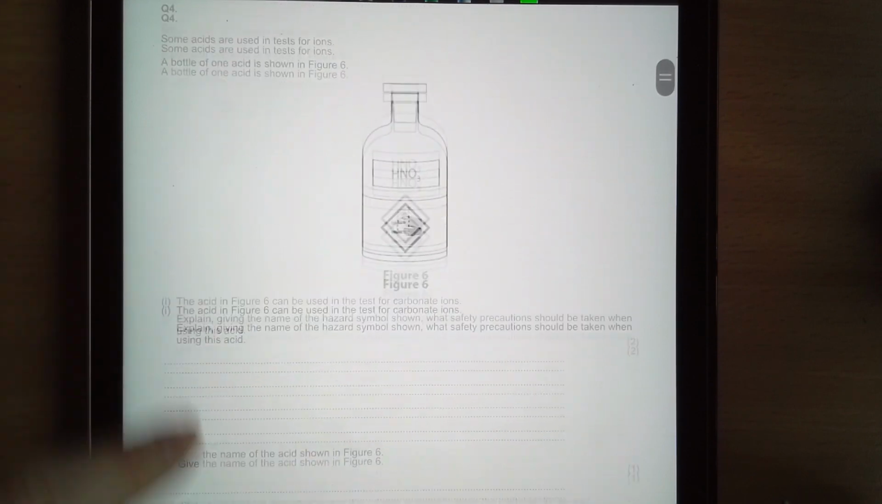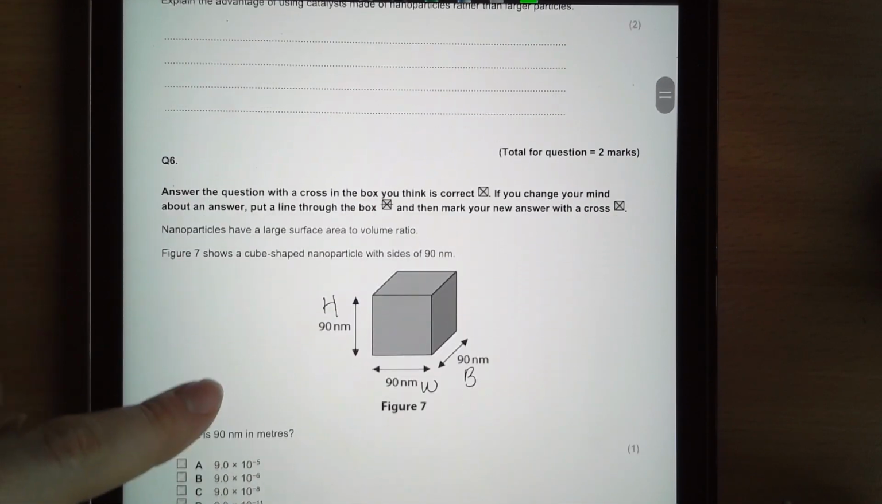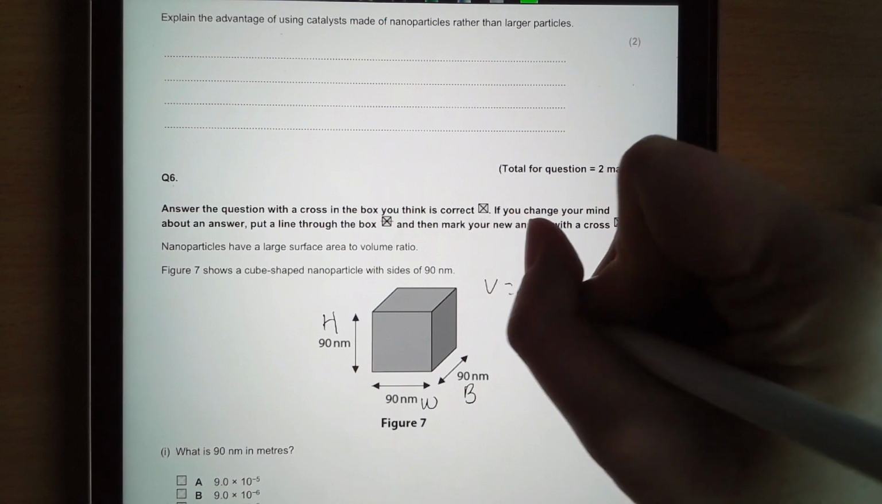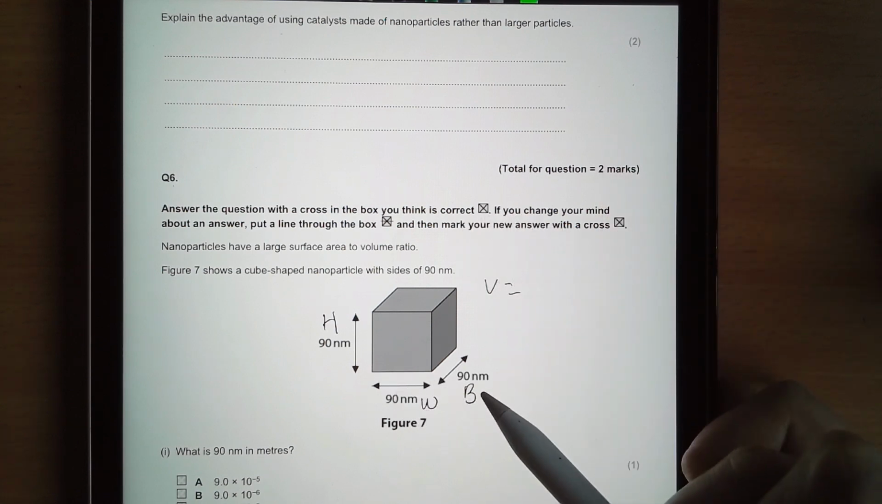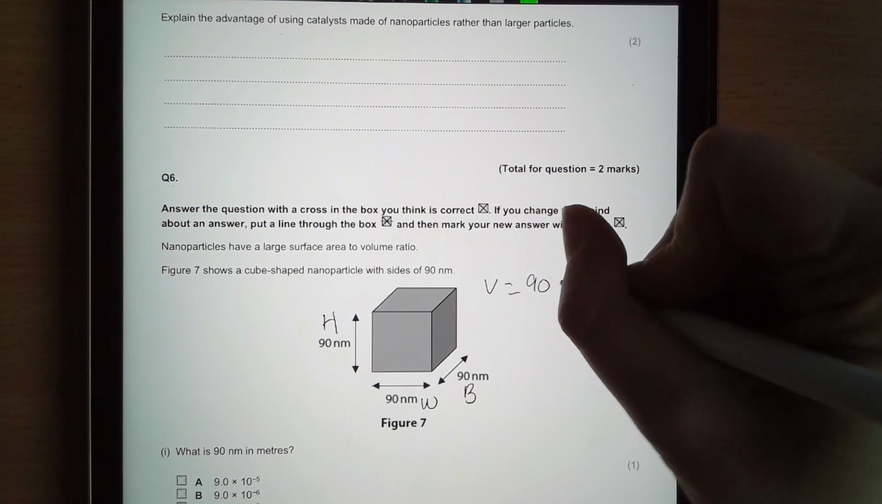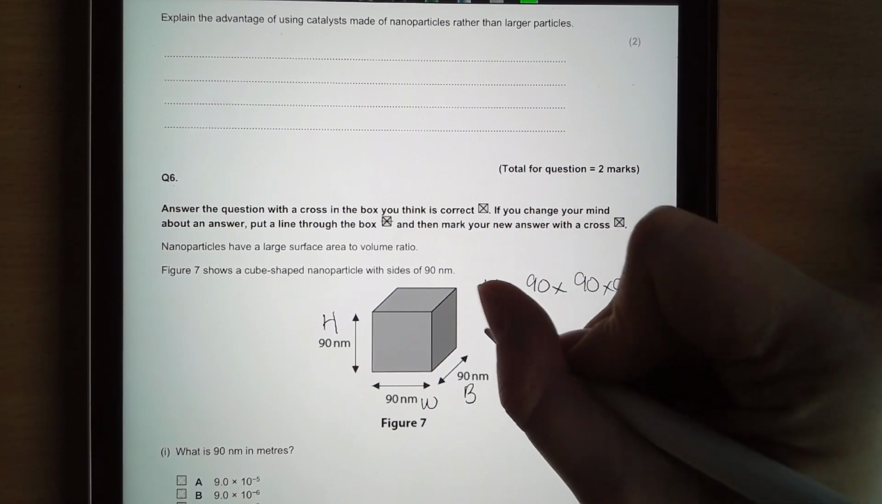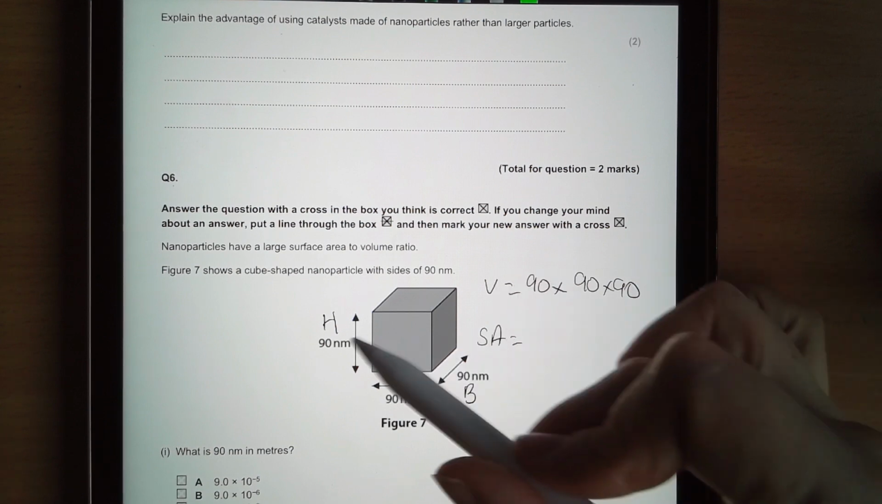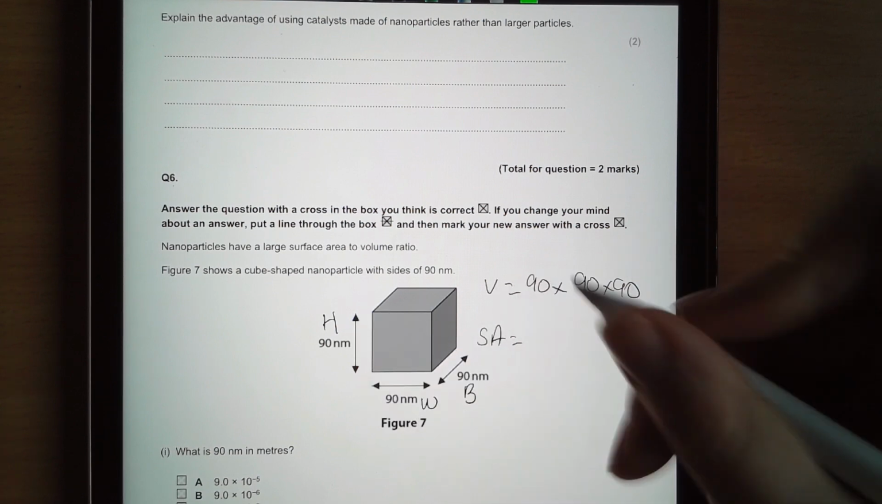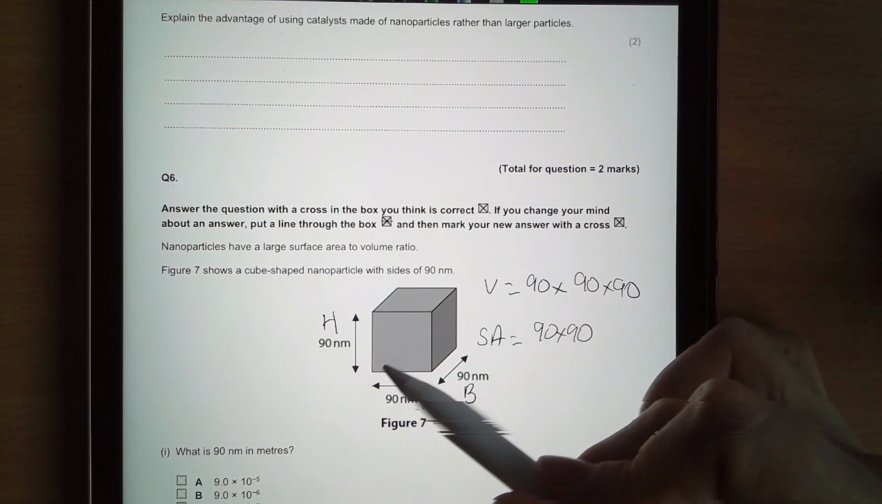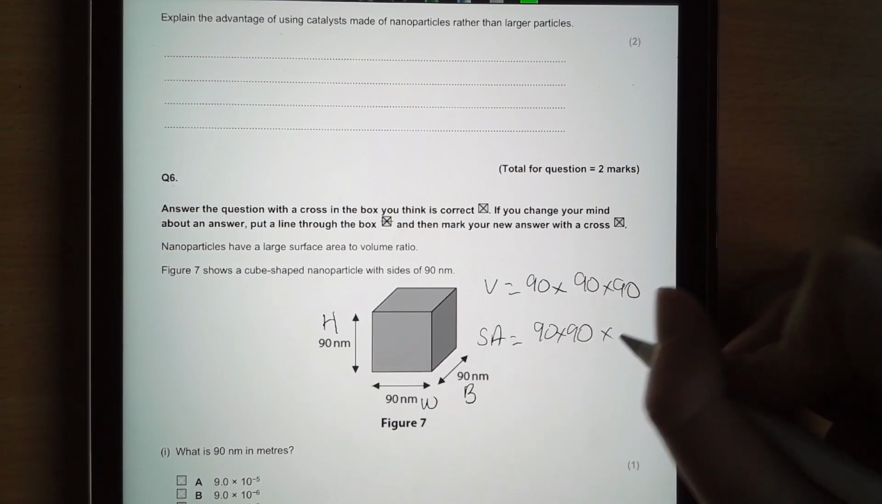The other questions that they typically tend to ask you are these ones here, where they ask you to calculate surface area to volume ratio. They always give you a cube. So to calculate the volume of a cube, it's going to be height by width by breadth, which in a cube, these measurements are all going to be the same, 90 by 90 by 90. To work out the surface area of the cube, you need to get the area of one face, which is going to be 90 times 90. And you have got 6 faces, 6 identical faces, so I'm timesing that by 6.